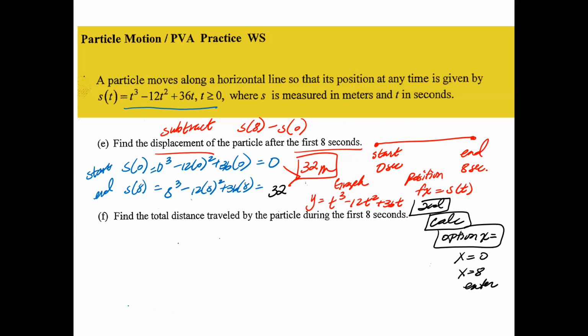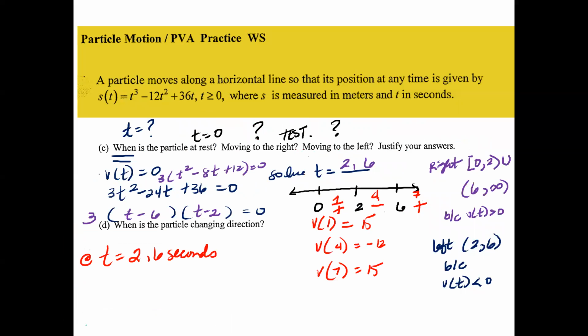Okay, for F. So it's asking you for the total distance traveled by the particle during the first 8 seconds. Because the particle is moving back and forth from left to right, remember in the beginning, it is going from 0 to 2 seconds, so it's going over to the right. But then between 2 to 6 seconds, it's now going over to the left.